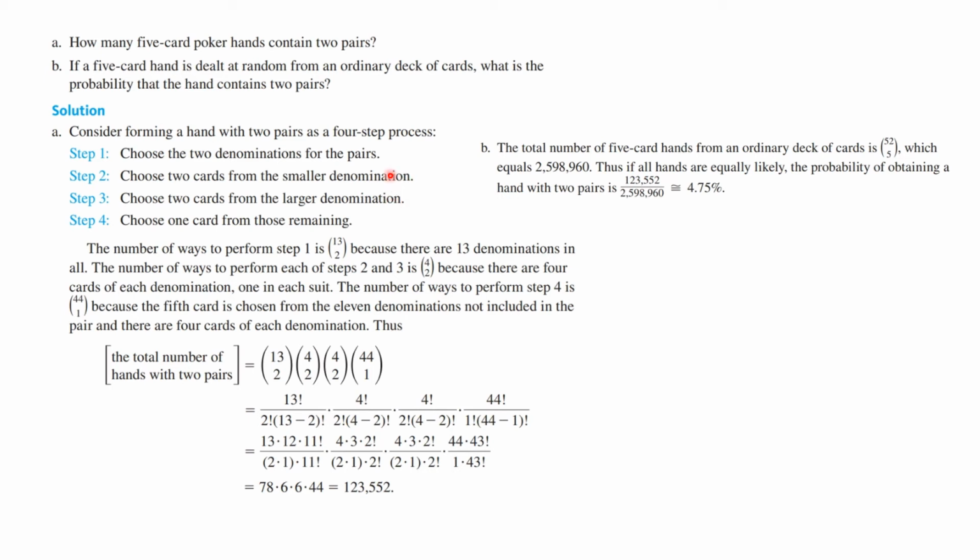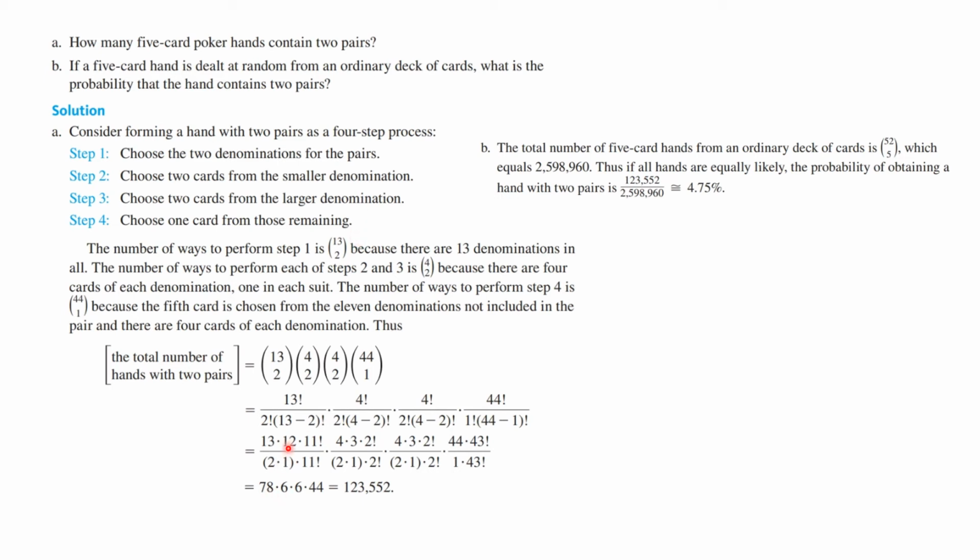And you realize that the two cards from the smaller denomination cannot overlap with the two cards from the larger denomination, because they have to be different, otherwise you would have three of a kind. And then last, we have one more remaining card, because you see we get two here and two here, so this is the fifth card in the poker hand.